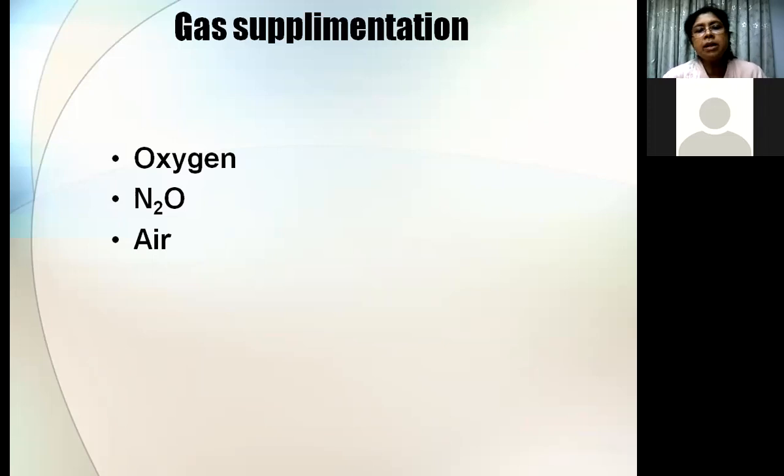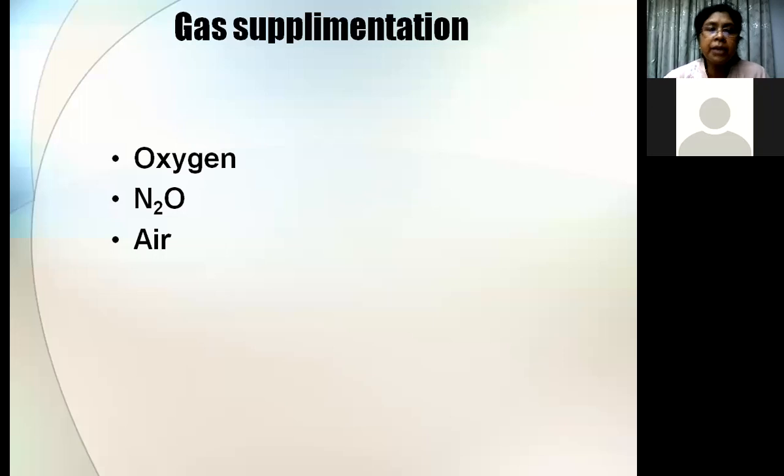So let's talk about the gases that we give in anesthesia. What are the gases we give? We have to give oxygen, otherwise they'll die. So we give oxygen. Then why are we giving nitrous oxide and air? Nitrous oxide doesn't do anything to us. Why should we give that? Or air? Air has nitrogen 80% and oxygen 20%. The reason why we give air is because of the nitrogen.